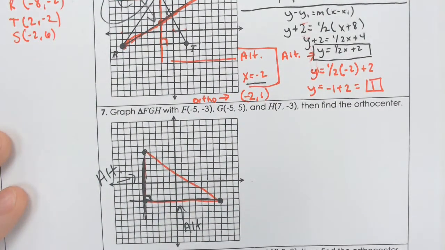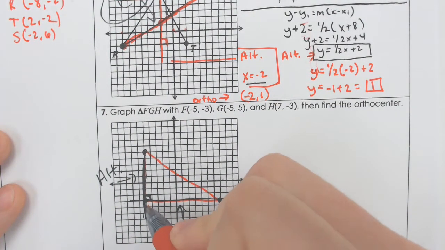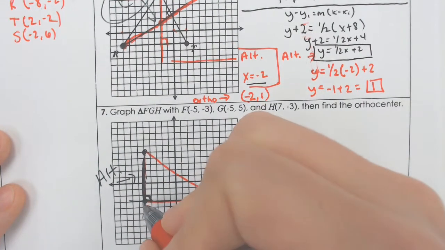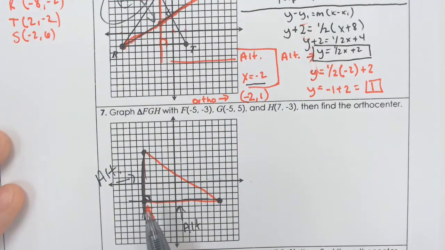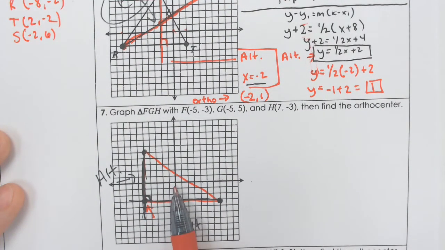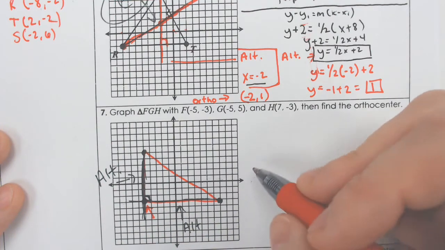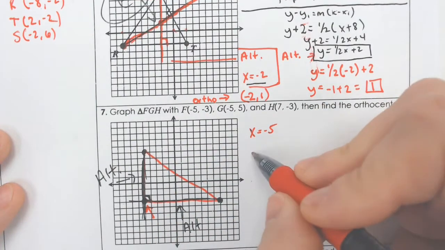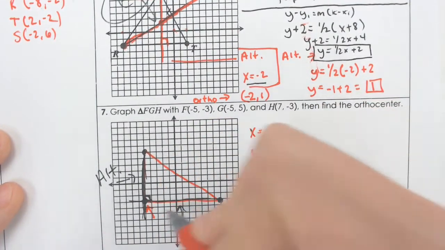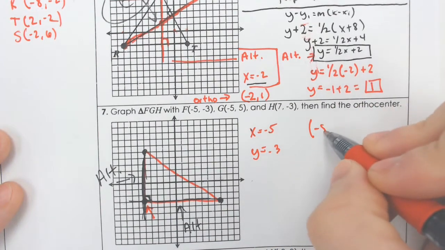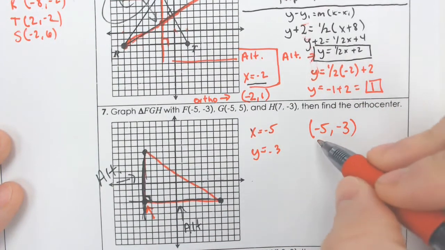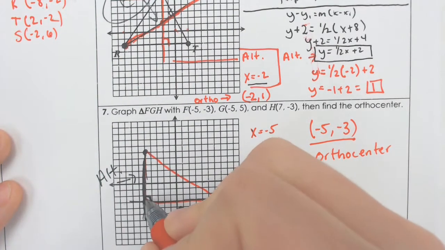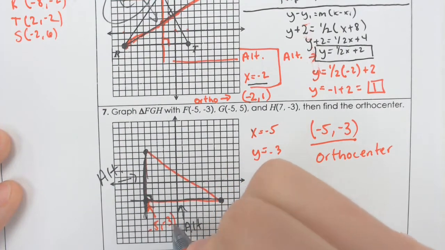Well, where do they intersect? Where do these two altitudes intersect? Right here at the corner. So this is just a very awkward, different type of problem where you actually have your orthocenter on that bottom corner. And that bottom corner is a combination of the x equation and the y equation. The x equation was x equals -5, that vertical line. The y equation is y equals -3, that horizontal line. Well, the coordinate point of the orthocenter is going to be at -5, -3. And it is right there, -5, -3.